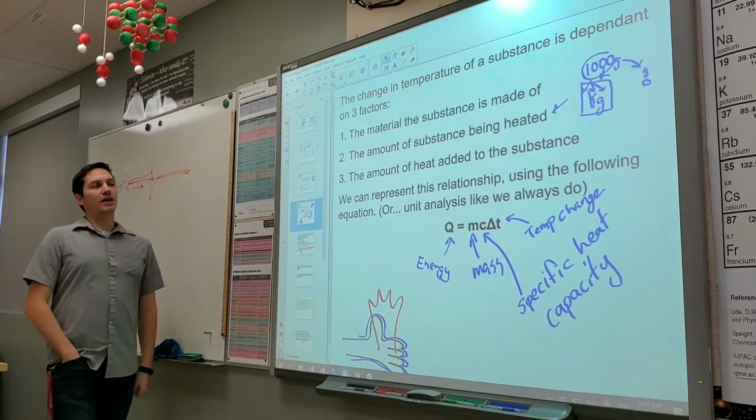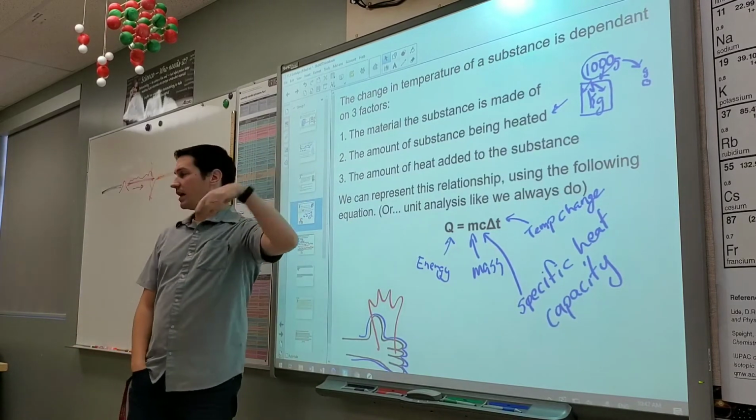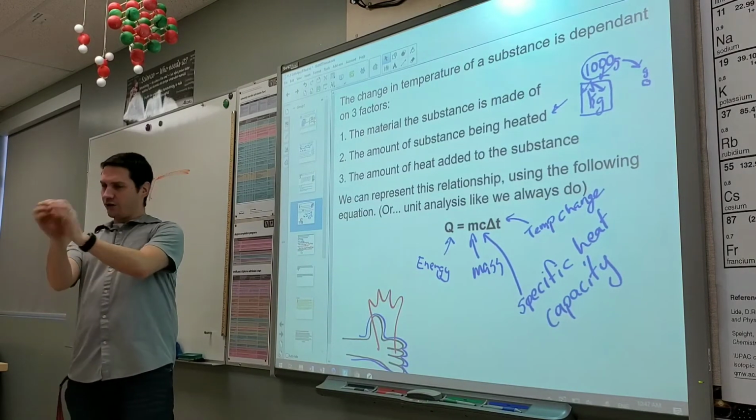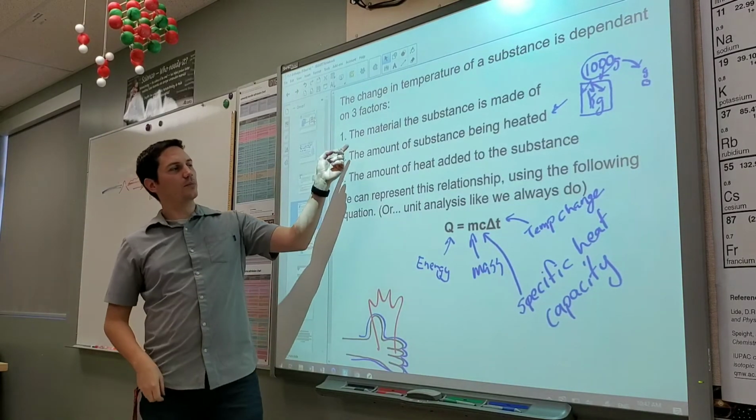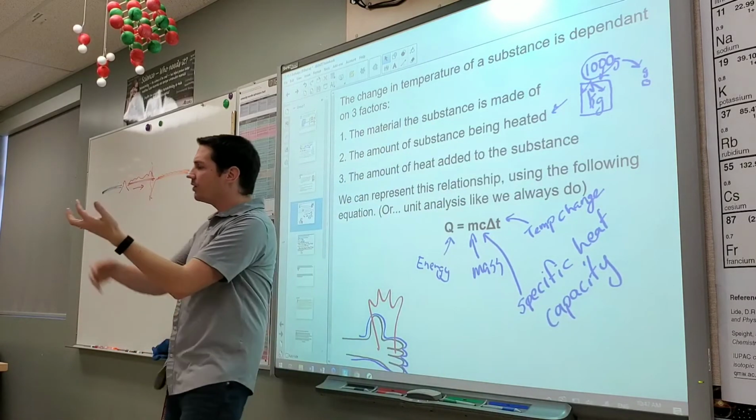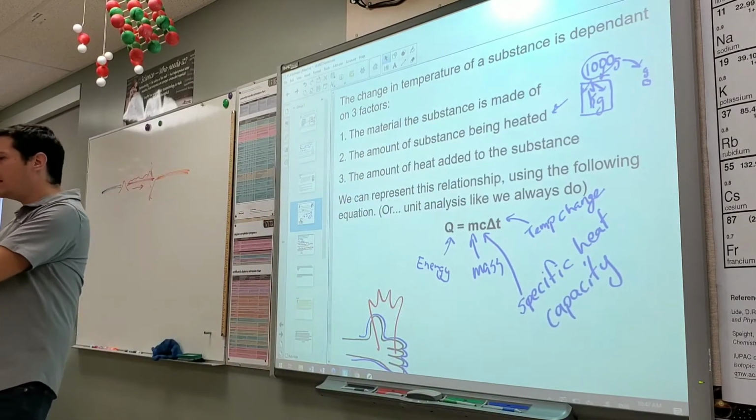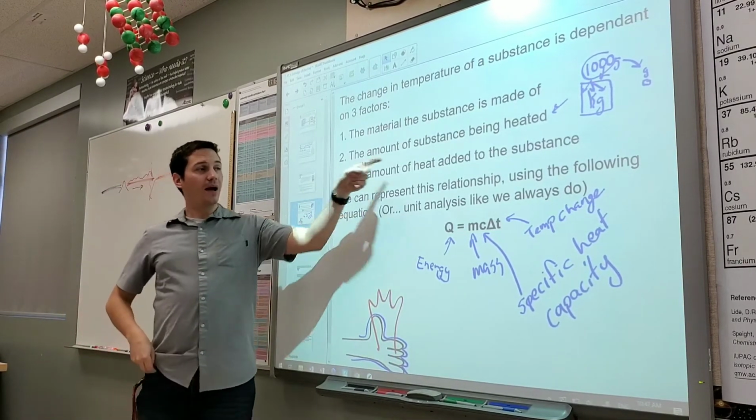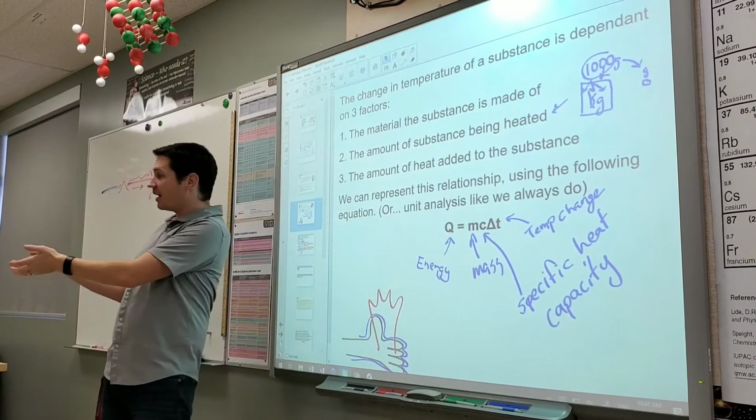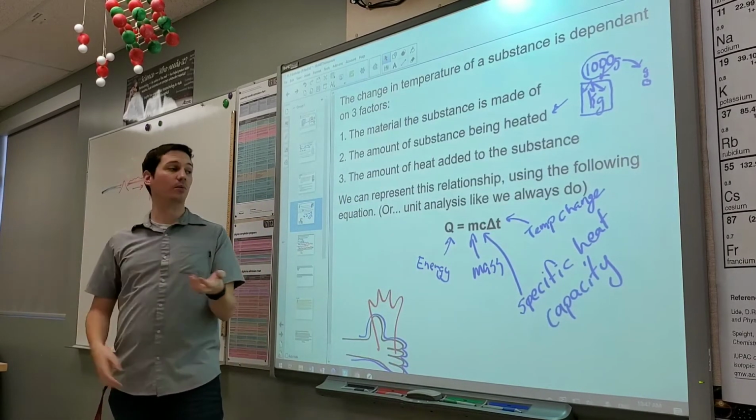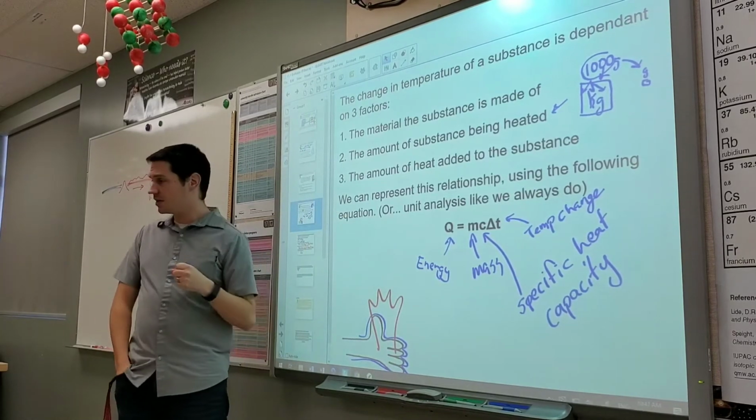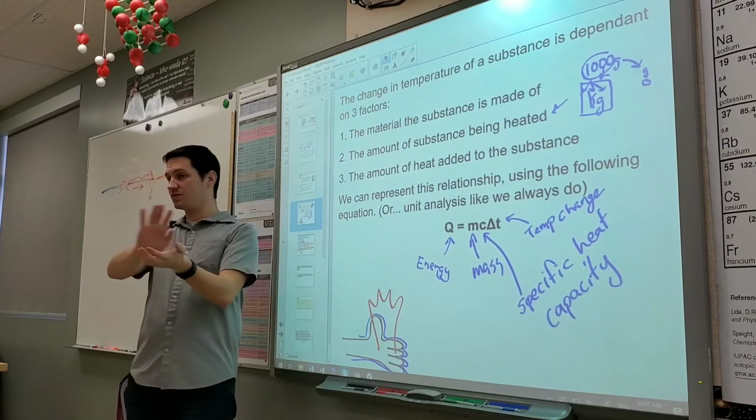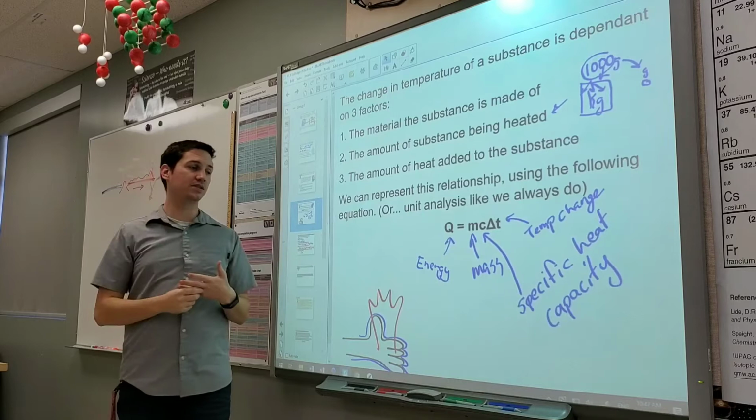Okay, the change in temperature of a substance is dependent on three factors. So if I had, let's say, an iron ball. First, the material the substance is made out of: iron versus tin, one of these will heat up more with the same amount of energy put into it. Second, the amount of the substance being heated: if I have a big iron ball versus a small iron ball, one of these will heat up more as well. And third, the amount of heat added to a substance: if I add 10,000 joules of energy versus 10 joules of energy, that'll cause a different change in temperature.